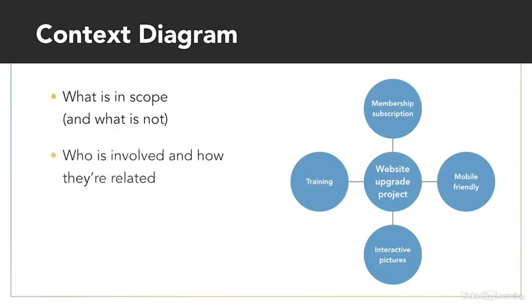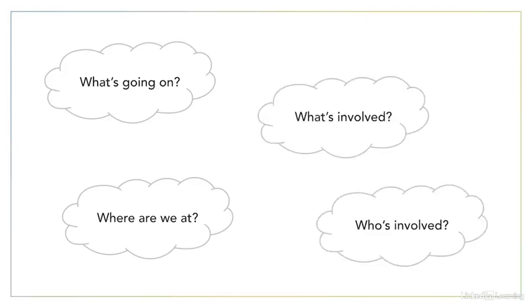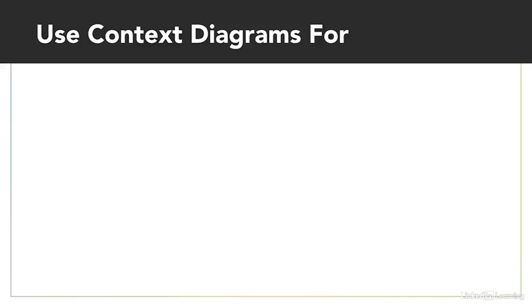A context diagram laid out this way helps you know what's in scope and what's not, who's involved and how they're related, and what else you have to consider for your current project effort. Context diagrams are what you start creating when you're in your analysis work and start asking all kinds of questions like, what's going on? Where are we at? What's involved? Who's involved? And so on. A context diagram is literally getting the context of what's going on.